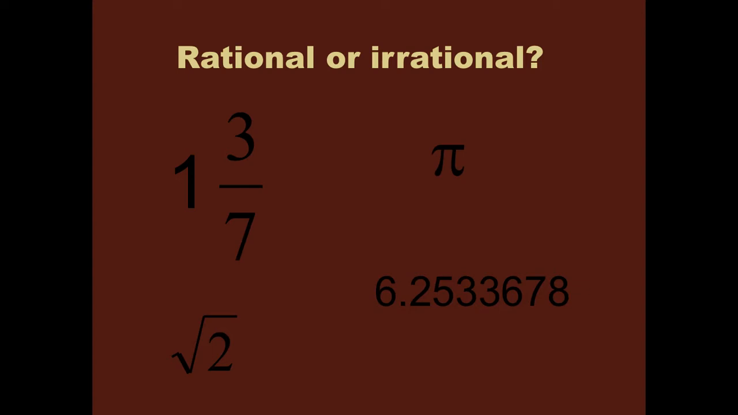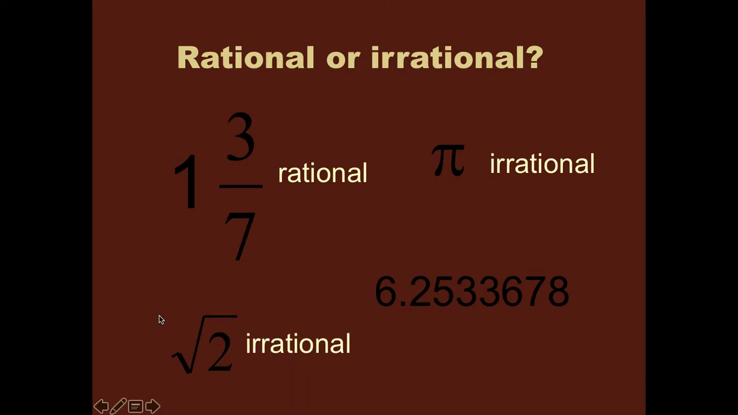Now there is a group of numbers. You need to tell me whether each is rational or irrational. The first number is a mixed number which has a whole number and a fraction, so it is a rational number. Then we have pi, which is an irrational number because we do not know the exact value of pi yet. Then the root of 2. It's an irrational number because it is not a perfect square. Then this one, 6.25336678. It's ending, so it's a terminating decimal, or we can call it a rational number.